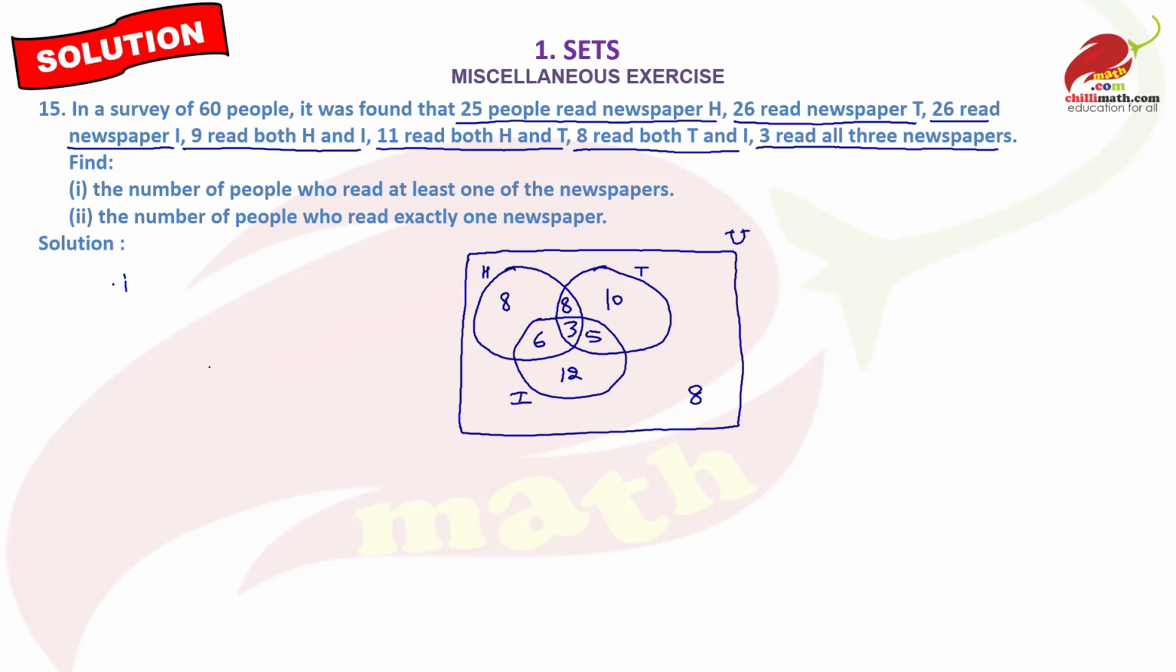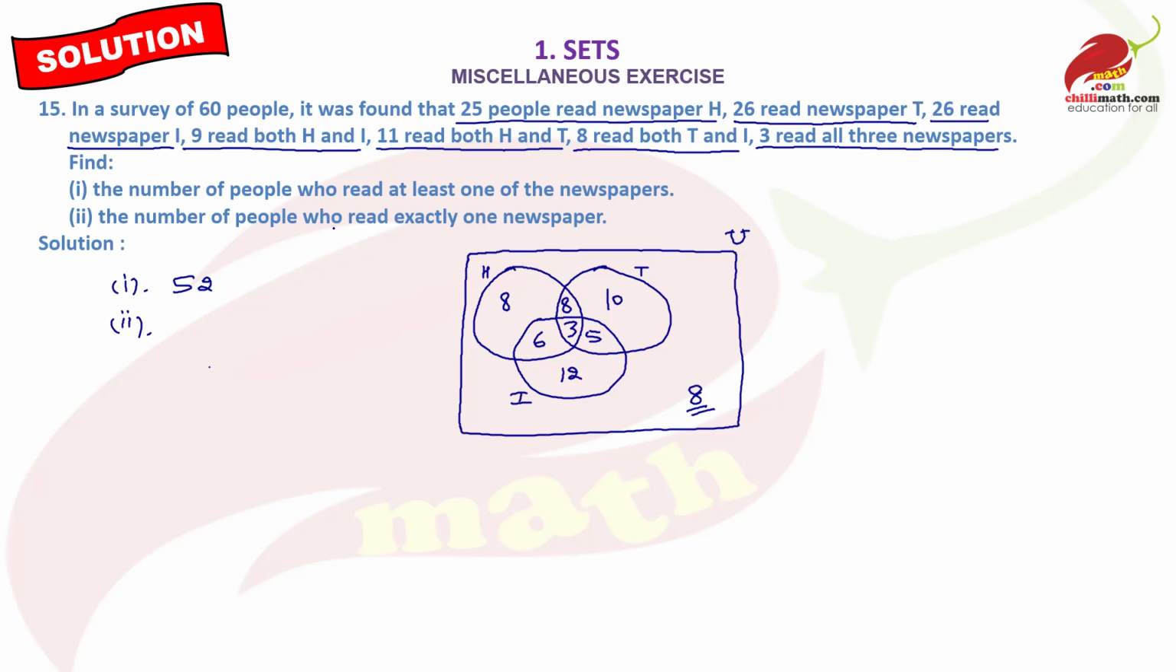Now let's answer what is asked. The number of people who read at least one of the newspapers. So you can see all the people who are in these circles read at least one newspaper. Only these 8 are not reading any newspaper. So if we count these, this is 25 plus 5, 30, 40, 52. So 52 people are reading at least one newspaper.